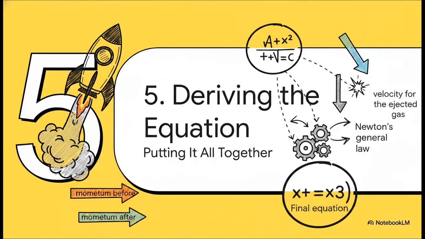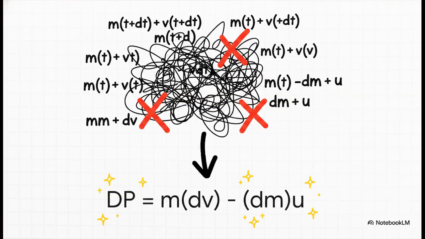All right, we have all the ingredients. We've got the momentum before, we've got the momentum after, and we have the correct velocity for the gas. It's time to put it all together, bring in Newton's law, and see what we get. So first, we find the change in momentum, dp, which is just the final momentum minus the initial momentum. Now, if you expand all the terms, it looks like a bit of an algebraic mess. But a bunch of terms cancel each other out, and one term is so incredibly small that we can just ignore it. And what we're left with is this beautifully clean and simple expression for the total change in the system's momentum.